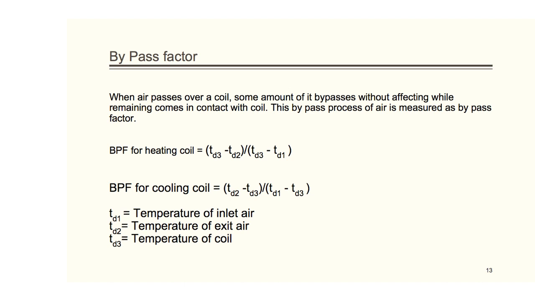So the bypass factor for a heating coil is given as TD3 minus TD2 divided by TD3 minus TD1. TD1 is the dry bulb temperature of inlet air, TD2 is the dry bulb temperature of exit air, and TD3 is the temperature of the coil. And similarly, the bypass factor for a cooling coil is calculated as TD2 minus TD3 divided by TD1 minus TD3.